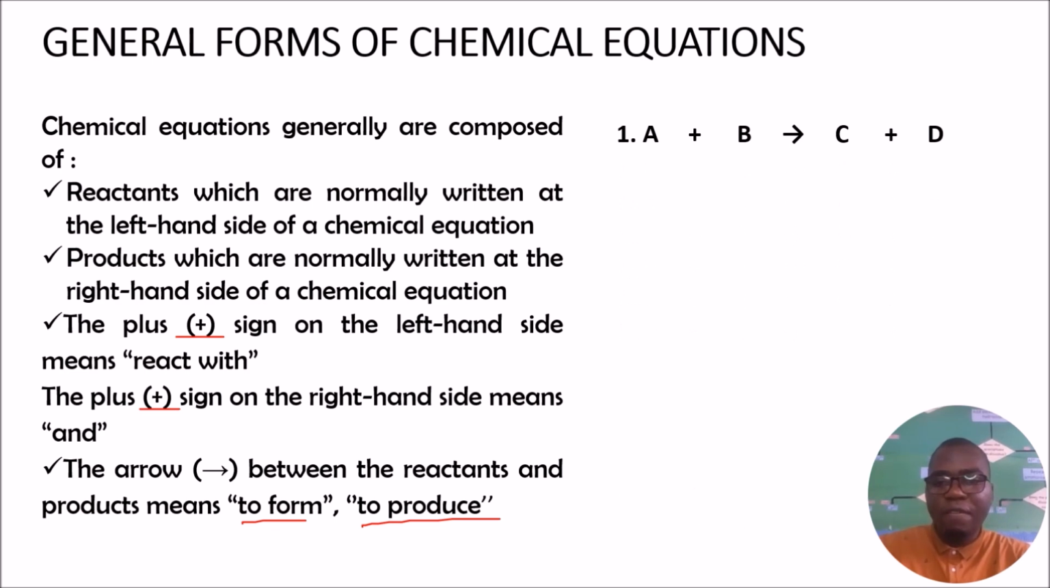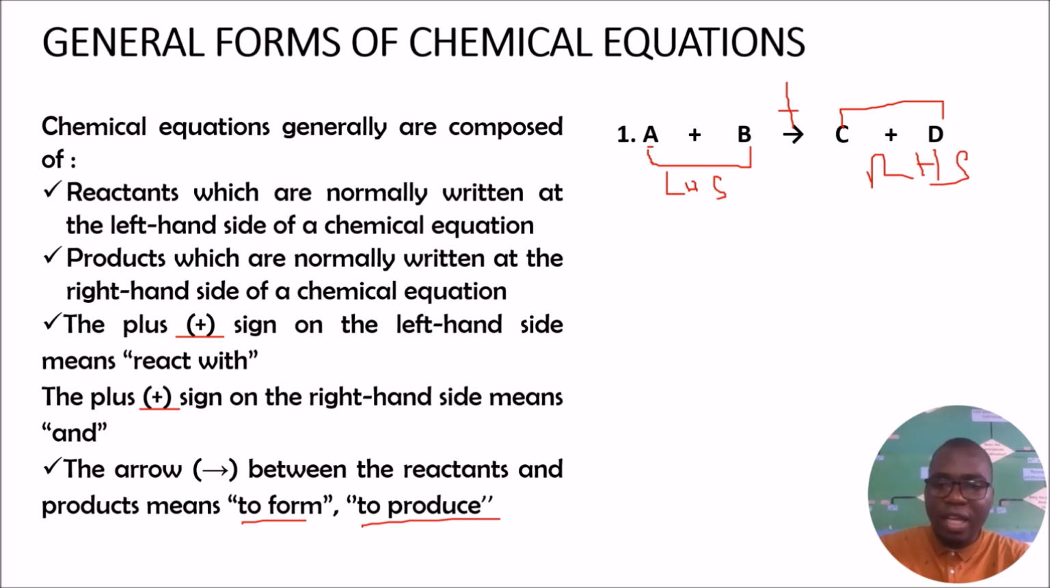Let's look at the first example. We can have an equation where we are saying A plus B equals C plus D. So this side here, we have what we call the reactants. Then this side here, we have what we call the products. This arrow here is the one that is dividing the equation into two sides. We have the left-hand side and the right-hand side. The left-hand side is for the reactants and the right-hand side is for the products.